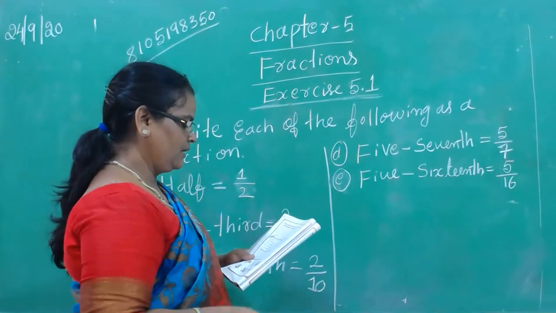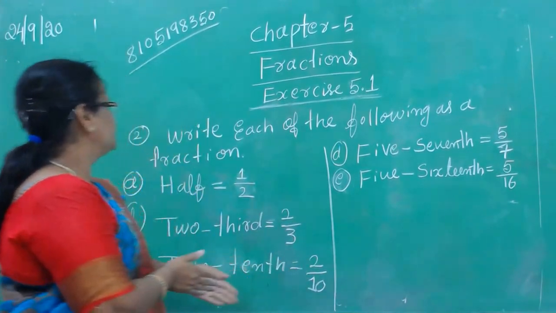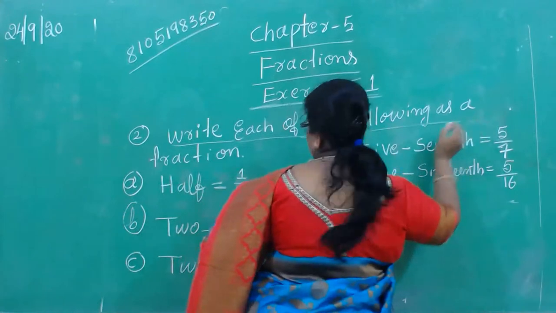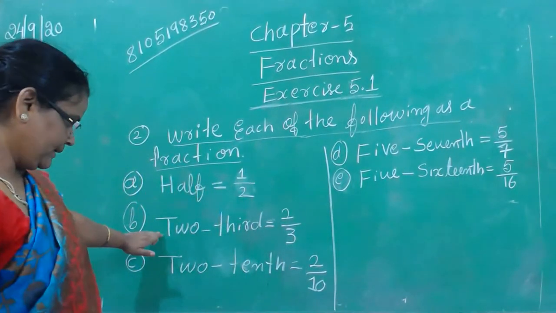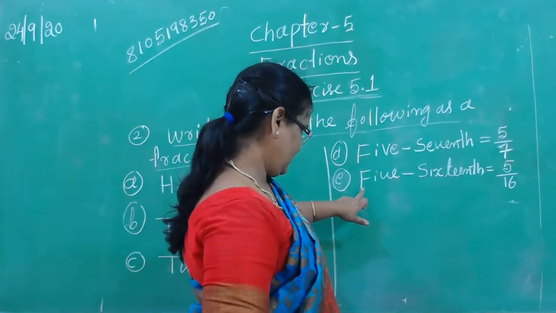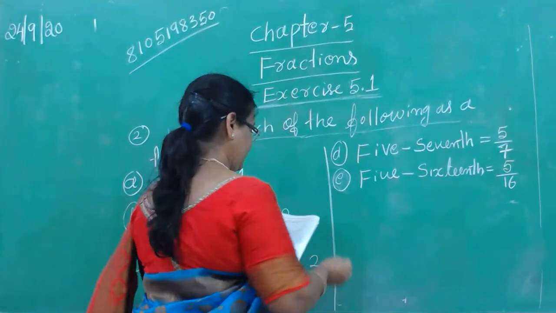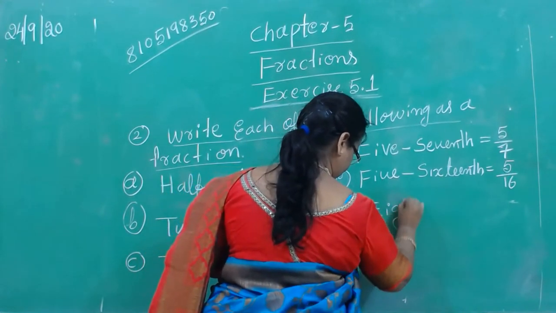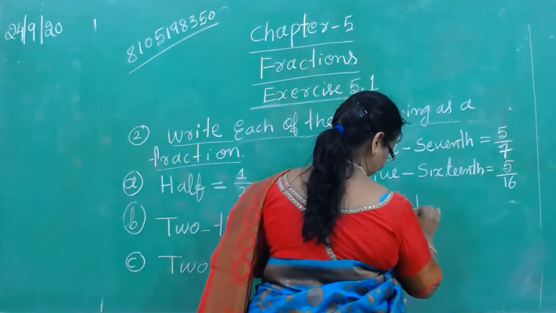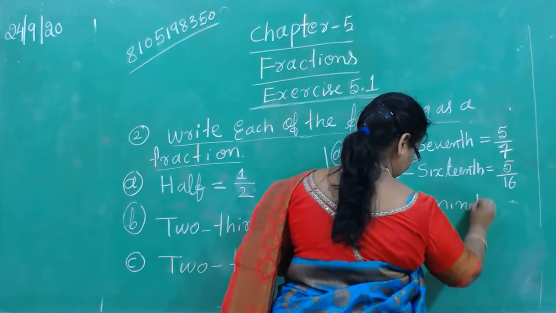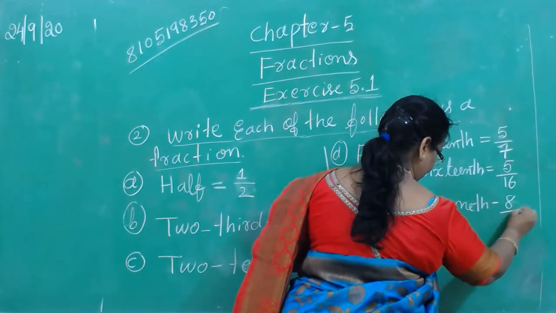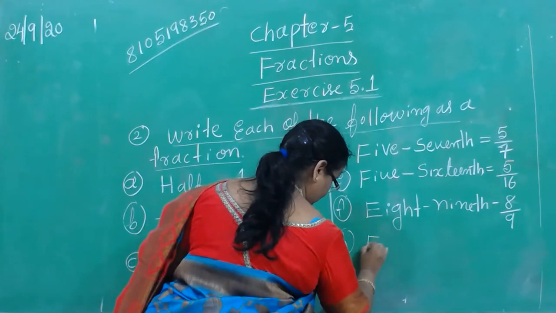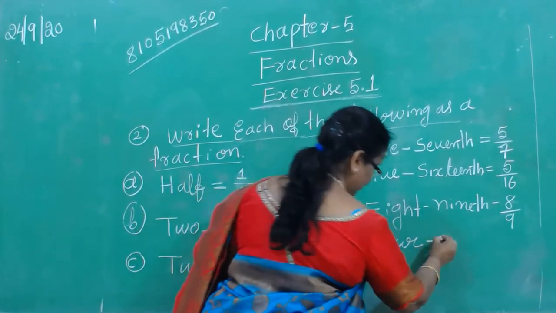So now F. Write each of the following as a fraction. Half, 2/3, 2/10, 5/7, E 5/16. And then G: 8/9. H: 4/9.